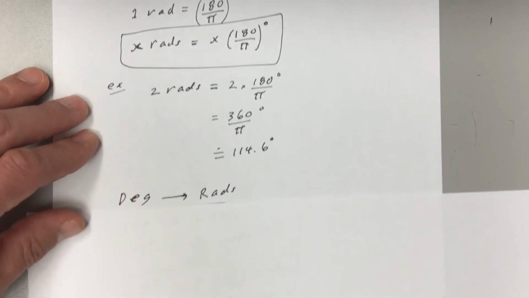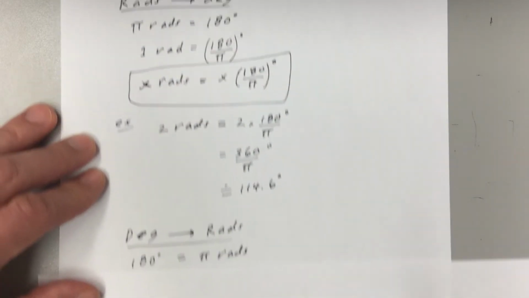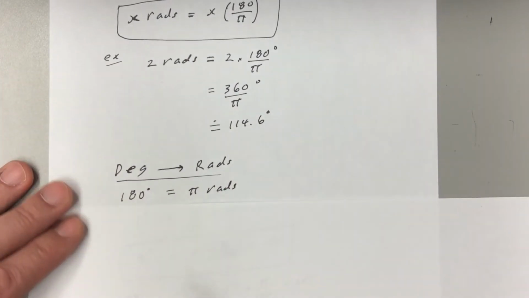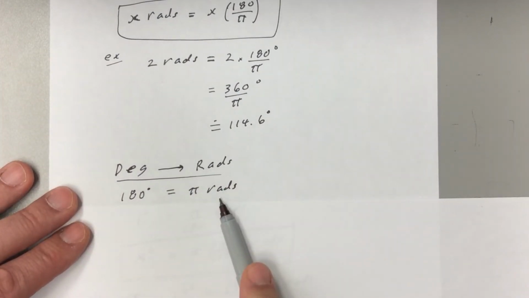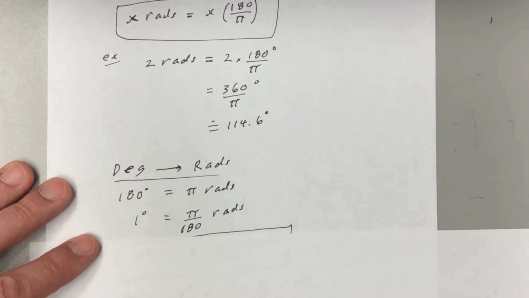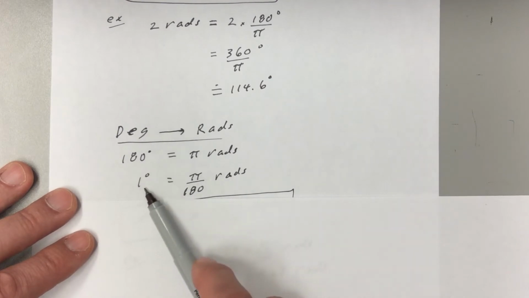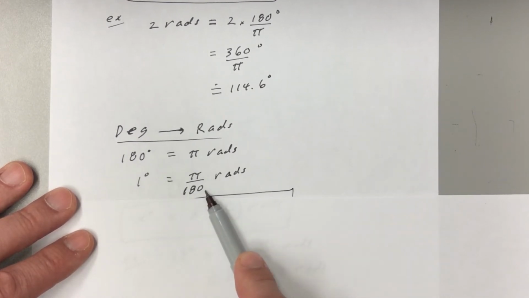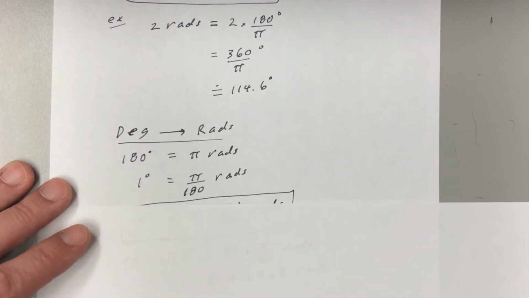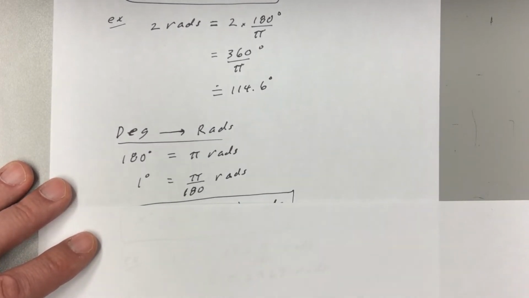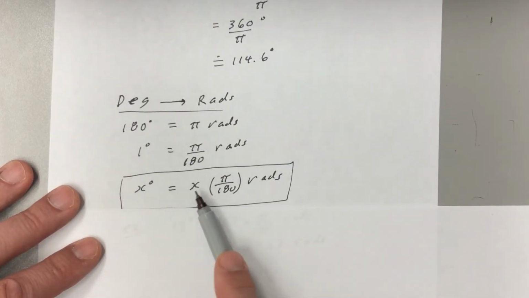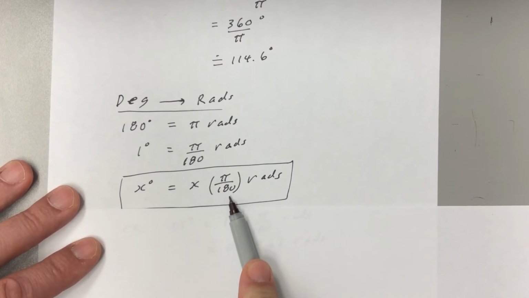Now, if you want to go degrees to radians, just write that first formula that we had the other way. So 180 degrees equals pi radians. We know that one. Divide both sides by 180. And this is a conversion for 1 degree equals pi over 180 radians, which is pretty small. So if you want to know what x degrees is, you multiply both sides by x. So x degrees is x times pi over 180.